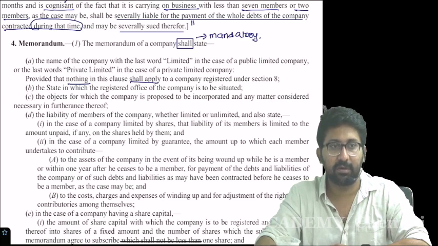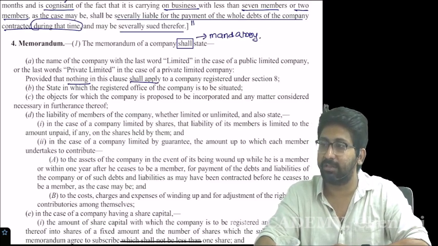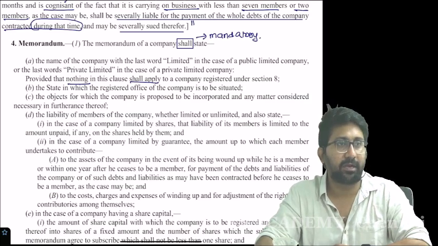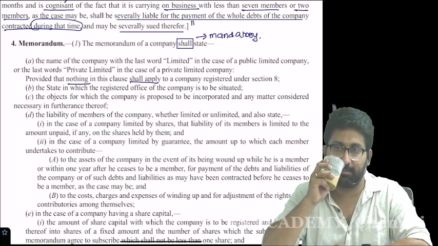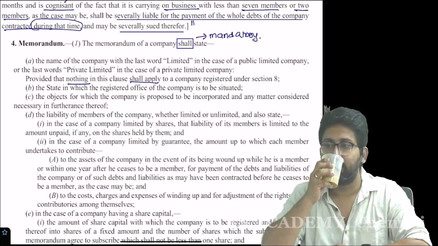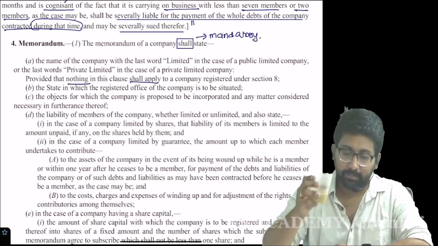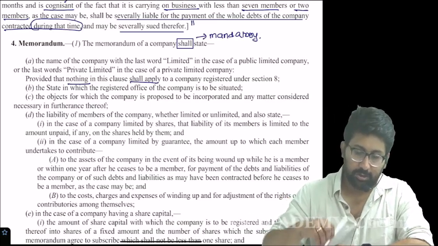Which means it can voluntarily add the words limited or private limited at the end of its name. Clear? Yes, sir.